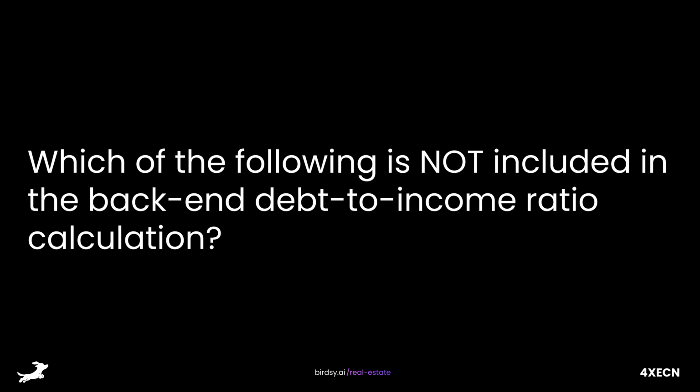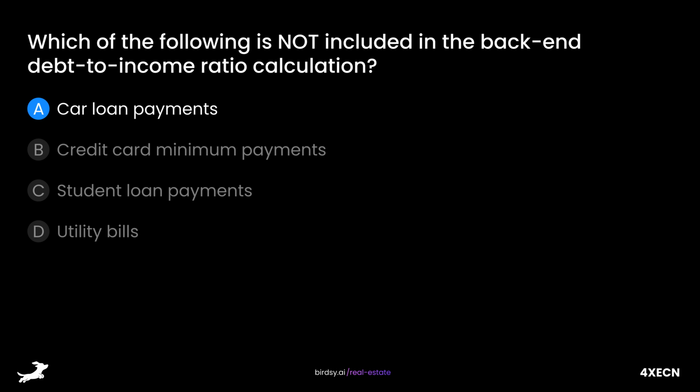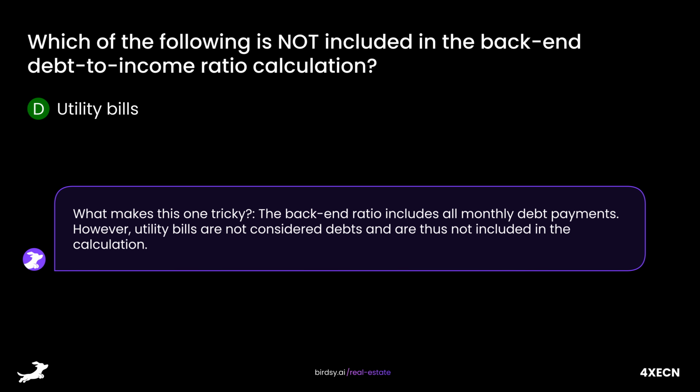Which of the following is not included in the back-end debt-to-income ratio calculation? Is it A, car loan payments, B, credit card minimum payments, C, student loan payments, or D, utility bills? The answer is D, utility bills. What makes this one tricky? The back-end ratio includes all monthly debt payments. However, utility bills are not considered debts and are thus not included in the calculation.